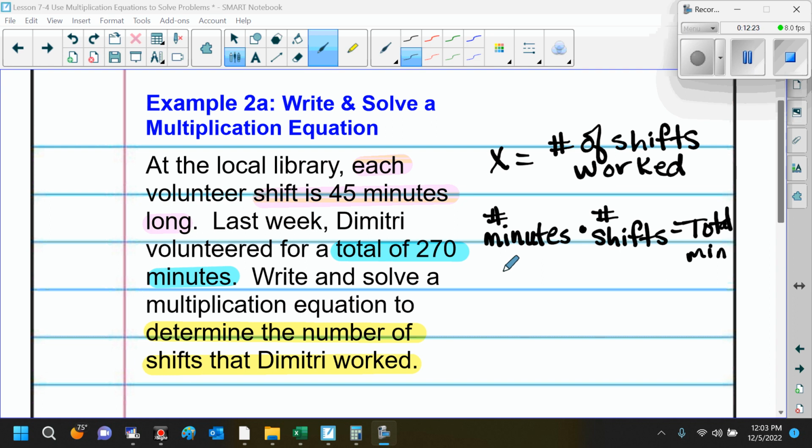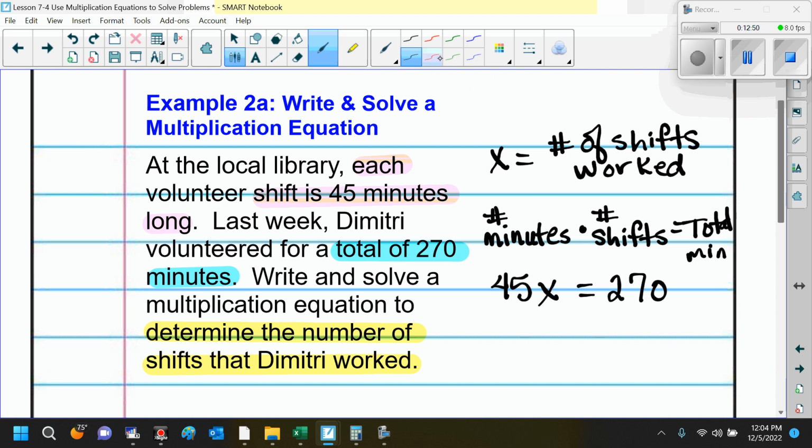So now we can put our numbers in. The number of minutes for each shift is 45. The number of shifts is what we're looking for. That's times X. And that's going to be equal to the total number of minutes, which is 270. Is everybody clear?